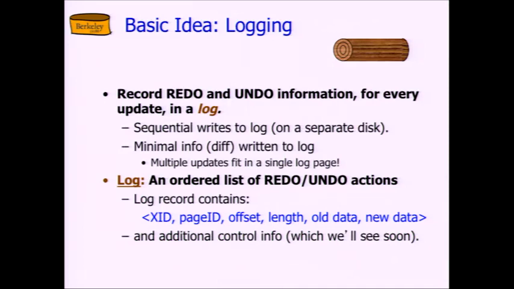Okay, what is the log? Well, it's going to be a list, in essence. It's an ordered data structure of redo and undo actions. All right, and the simplest way to think about the log records, there's going to be some extras, but the basic log record has the following information. It has a transaction ID: which transaction generated this log record? It has a page ID: what physical database page is this log record referring to? It has an offset on that page: where from the beginning of the page is the change? The length of the change: so what's the extent of bytes that got changed? And then the old and new data for that change.